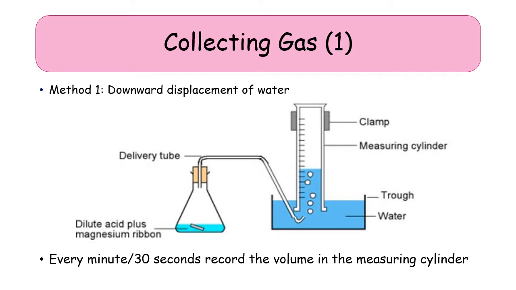And if you were working out the average rate, you would take a measurement every minute or every 30 seconds and record it down over time. You would know the reaction was over when no more gas was being produced and the volume of gas in the measuring cylinder stayed the same.